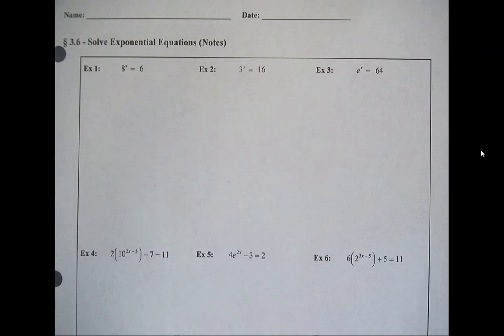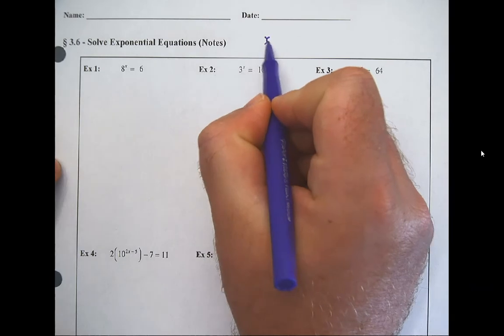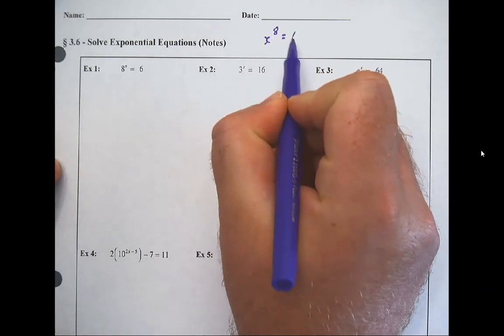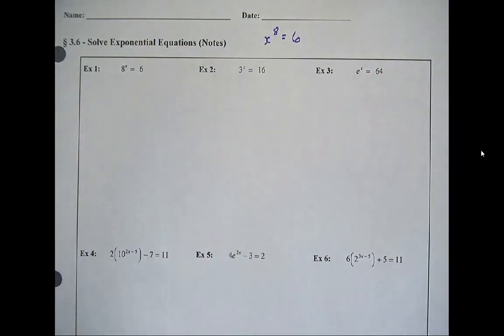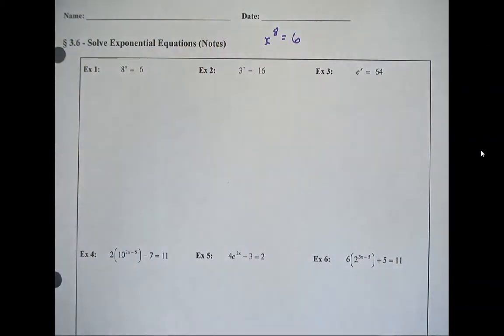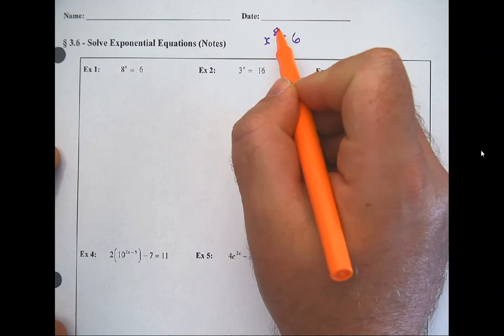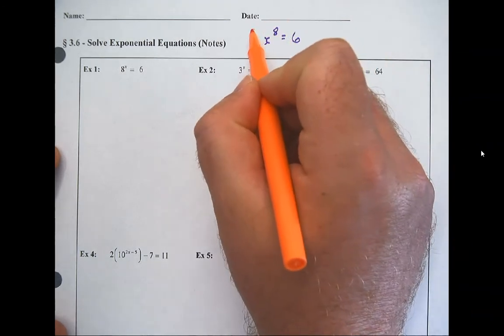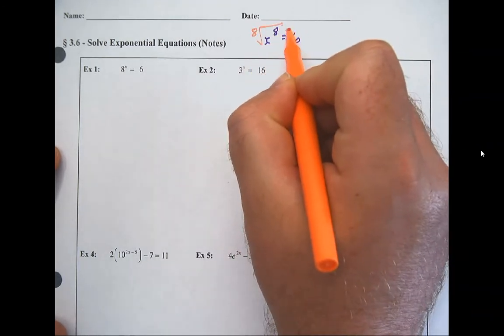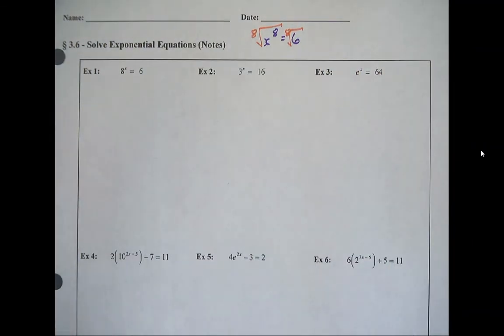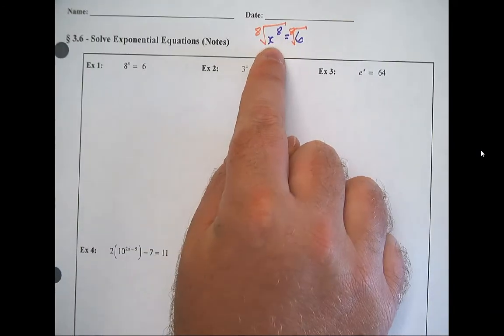Now this is a different question than x to the 8 equals 6. We would solve these very differently because of where the x is. In this case, who's keeping x from being by himself is the 8. What kills x to the 8? What kills an exponent of 8 would be an 8th root. Now I'd have to get my calculator to figure out what the 8th root of 6 is, but that's how we would solve x to the 8th.